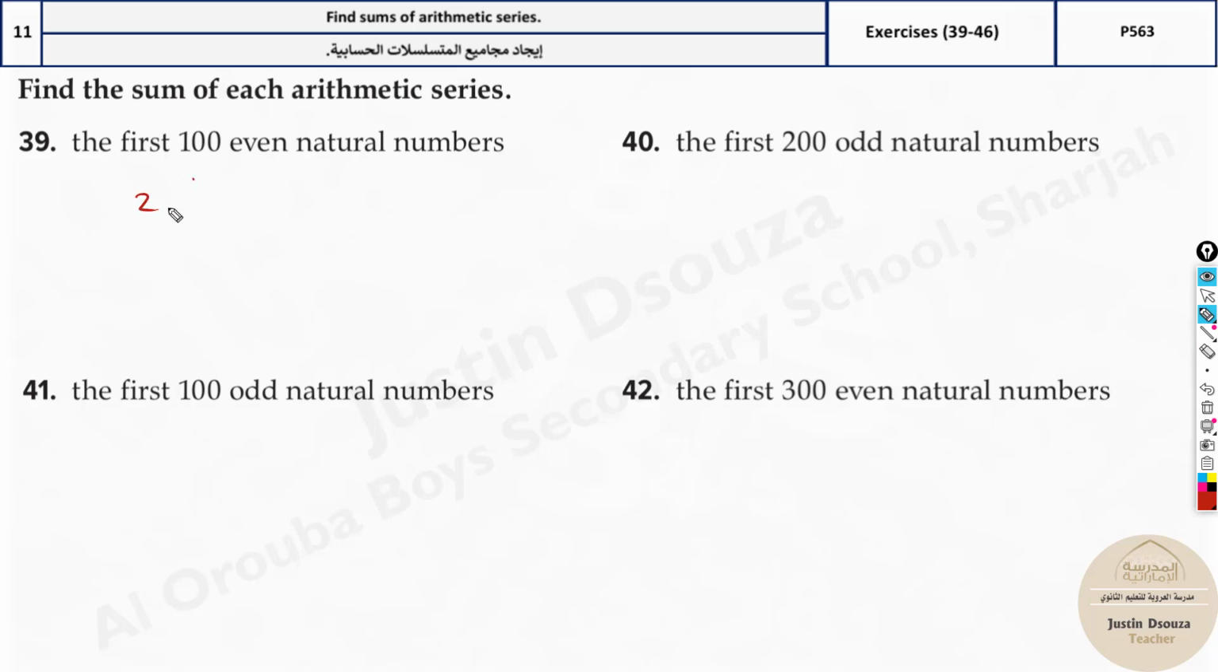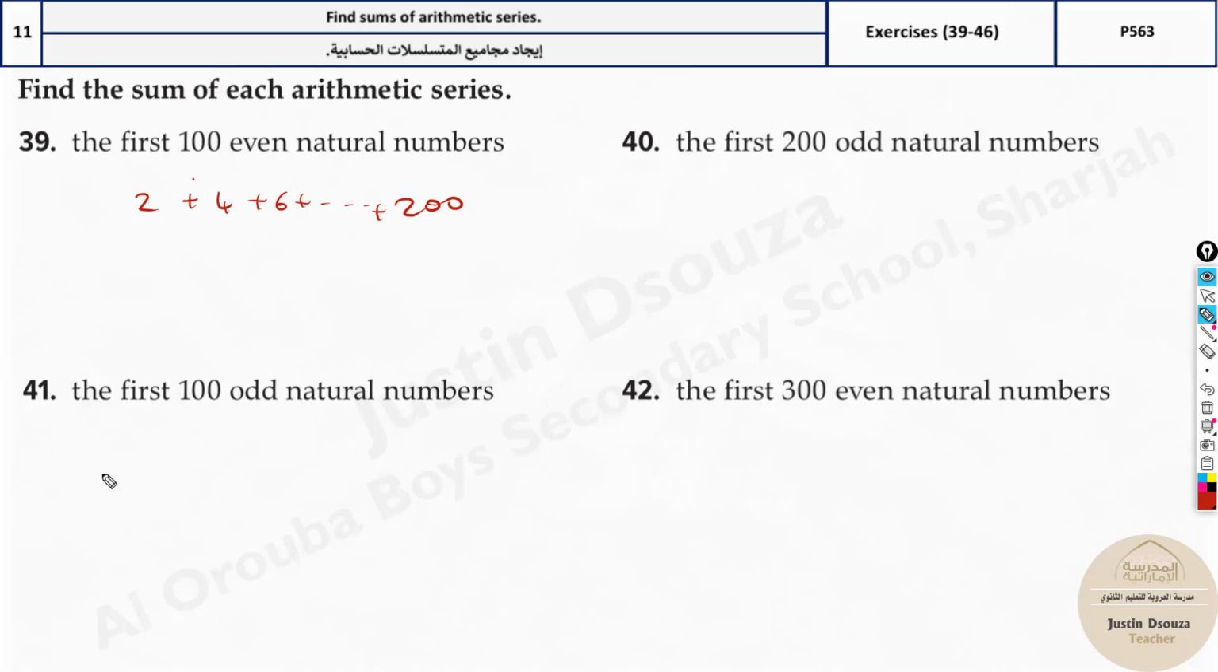Even numbers 2, 4, 6. You need to add them all up. 100 even numbers. So which will be the 100th number? 2 to 200, right? So this is the series. Let us write the other sequences as well and then we will find the sum. Over here, first 200 odd natural, not 100. So let's do the first 100 natural numbers, then we'll do this.